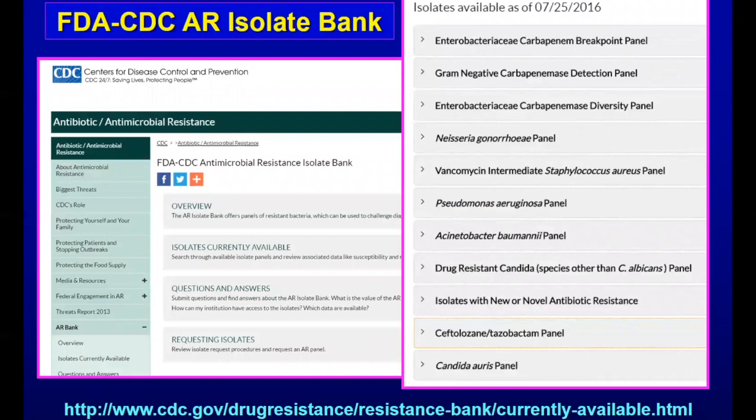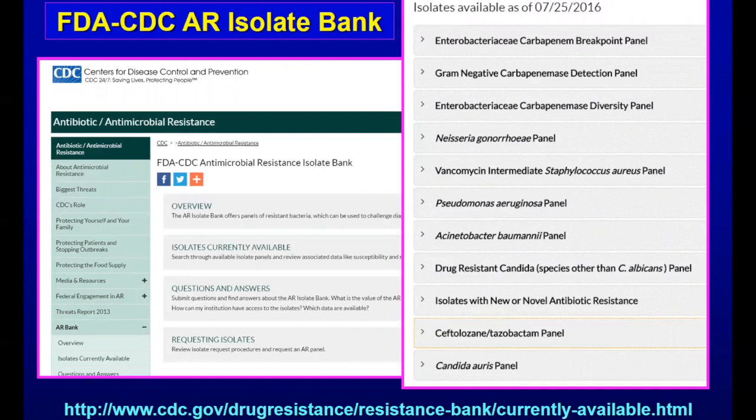Okay, a recent development has been the introduction of the FDA CDC antibiotic resistant isolate bank, and I've included the website where you can find this, or you can Google the FDA CDC AR isolate bank. This is a bank of isolates that have been developed to help diagnostic manufacturers or pharmaceutical manufacturers look at the activity of newer drugs or newer tests on more resistant bacteria. Some of the isolates have contemporary resistance issues. And here's a listing of all the panels of isolates that are currently available.